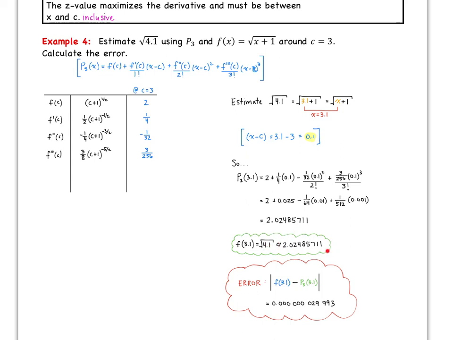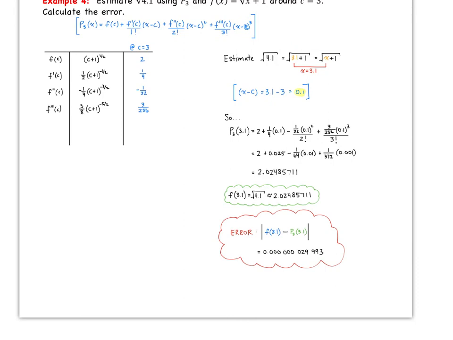So what that means is we just used our polynomial to approximate the square root of 4.1 as this value here. Let's find out what our error is. Our error is the absolute value of the actual, f of 3.1, so we plug the square root of 4.1 into our calculator, minus the approximation that we just found above. When we do that on our calculator, we get this error of 0.00000029993. So we're actually pretty close to the actual value of the square root of 4.1.